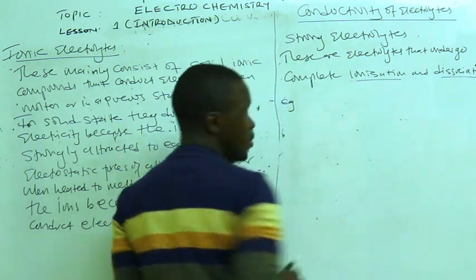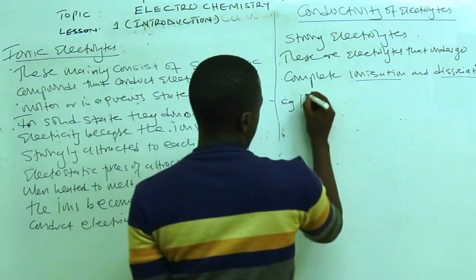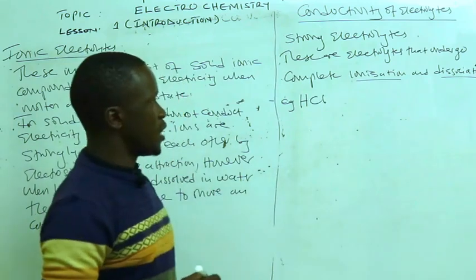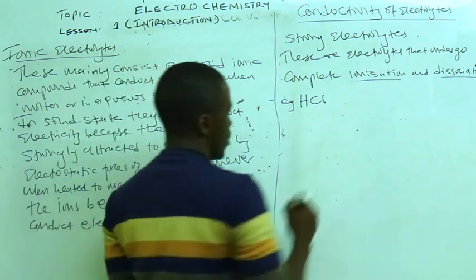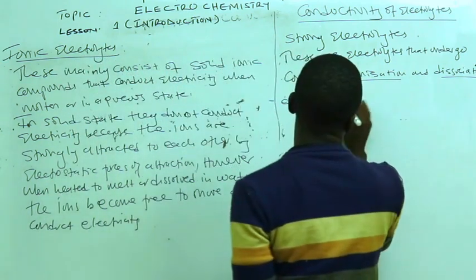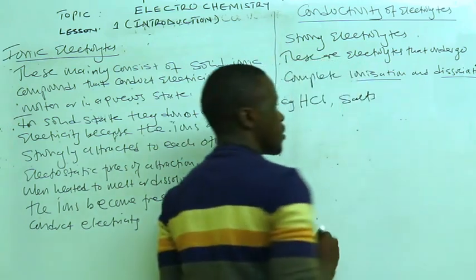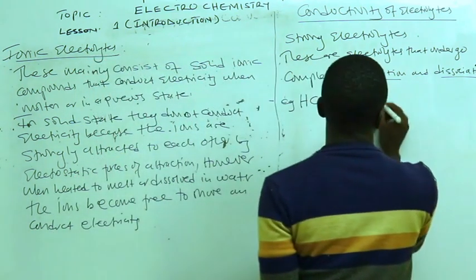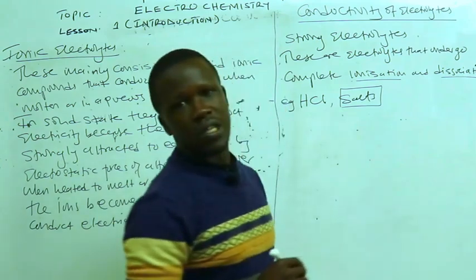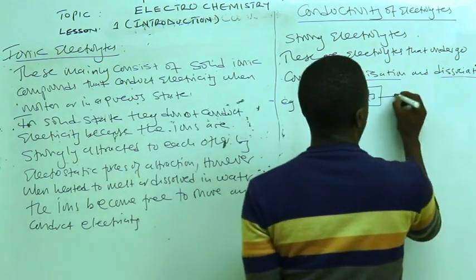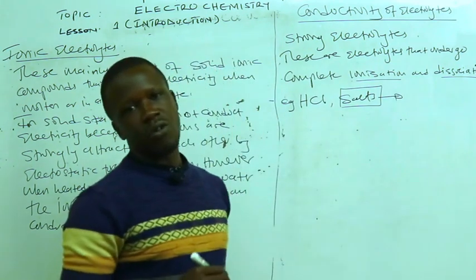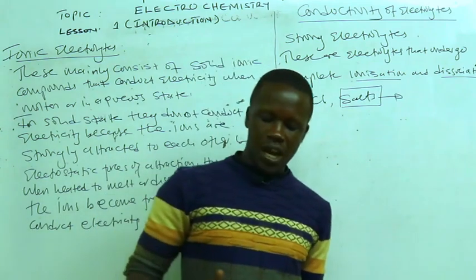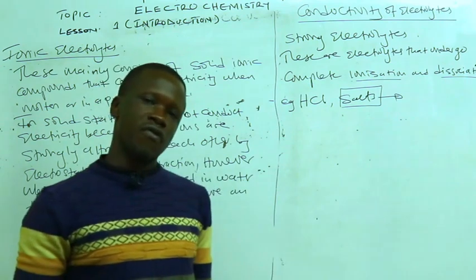For example, hydrochloric acid is a strong acid. When dissolved in water, it undergoes both complete ionization and dissociation. If we look at salts that undergo complete dissociation, then they are going to have a lot of ions in solution, and so they will be regarded to be strong electrolytes. So strong electrolytes are those electrolytes that undergo complete ionization and dissociation into free ions.